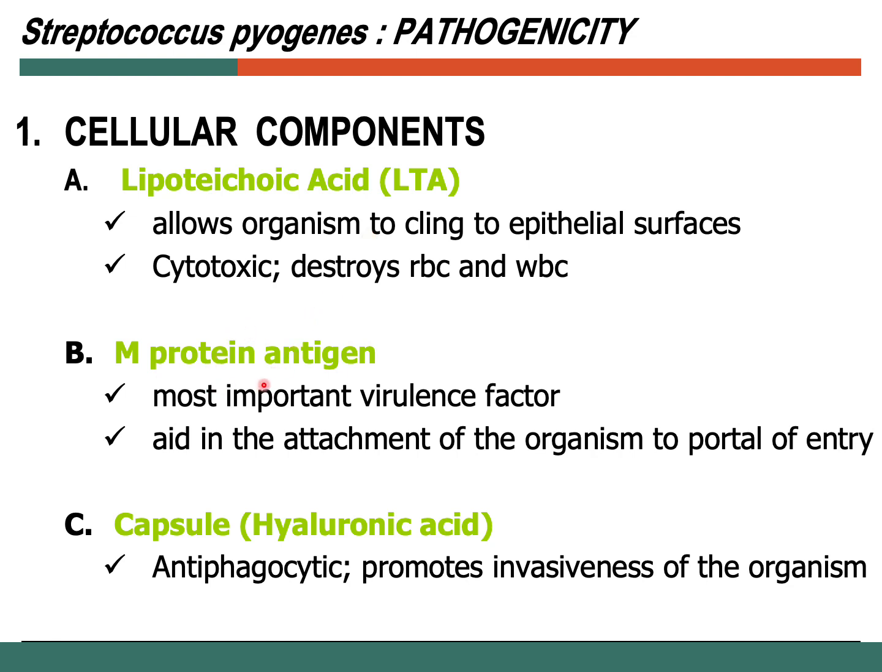So they also have their M protein. Again, the M protein is the major virulence factor. And the capsule. Your Streptococcus pyogenes, some strains also have a capsule which is made up of hyaluronic acid. And again, if the organism has a capsule, it has antiphagocytic properties and promotes invasiveness of the organism.